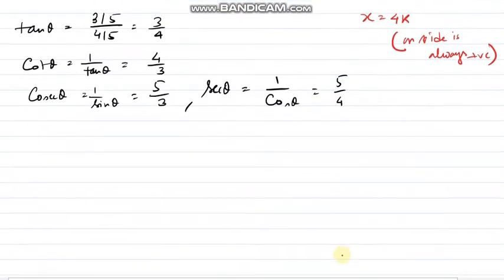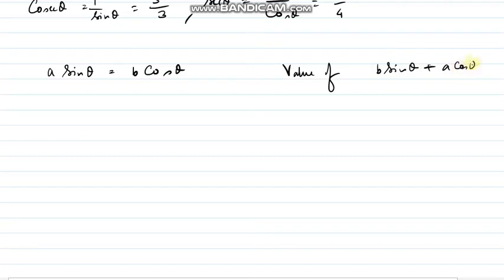So let me try to solve one more sum based on this. Suppose it is given that a sin theta equals b cos theta. I am going to solve this sum in many ways as you can solve it. So we need to find the value of what? b sin theta plus a cos theta divided by b sin theta minus a cos theta. After seeing the terms, those who are comfortable with componendo dividendo will go for componendo dividendo. If I don't know anything, just check from here.